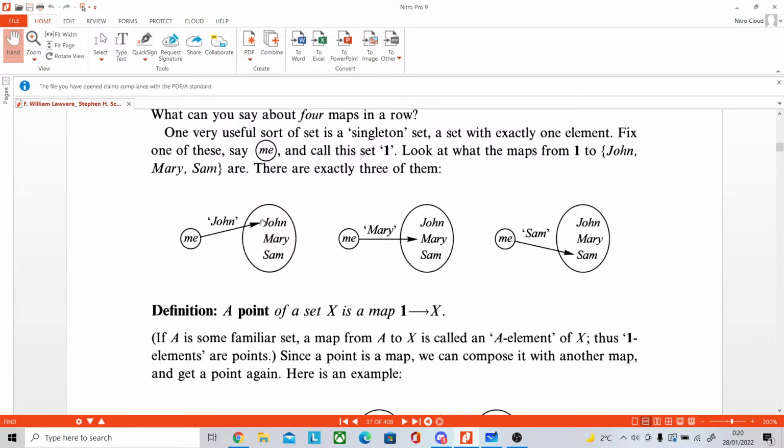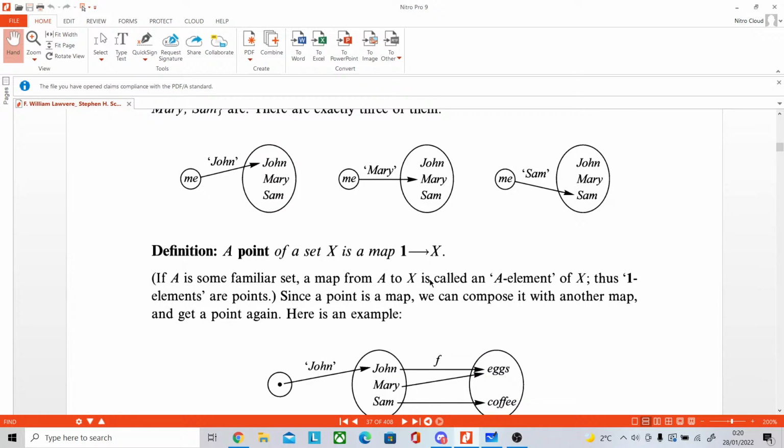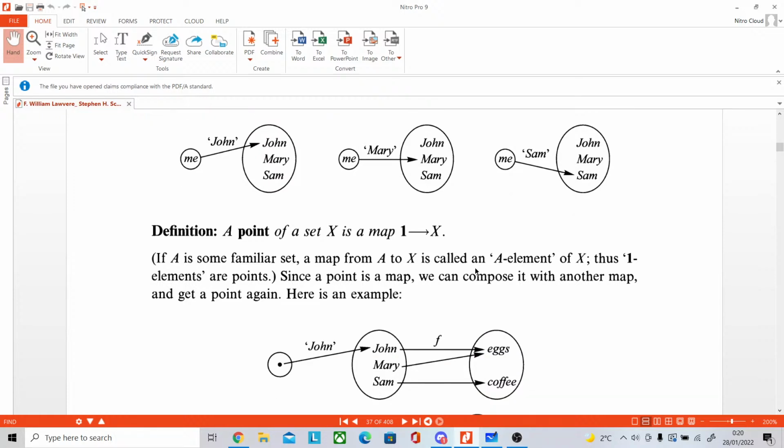So this map is what you can think of as isomorphic to the point John over here, and this map here that points to Mary represents Mary itself. Right? If A is some familiar set, a map from A to X is called an A element of X, thus 1 elements are points.